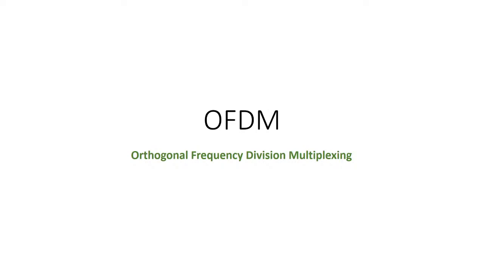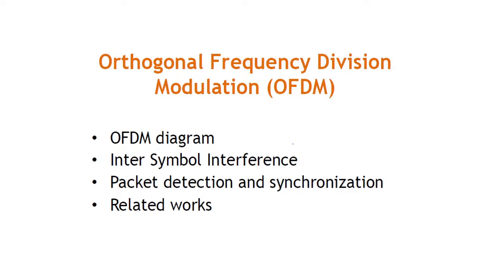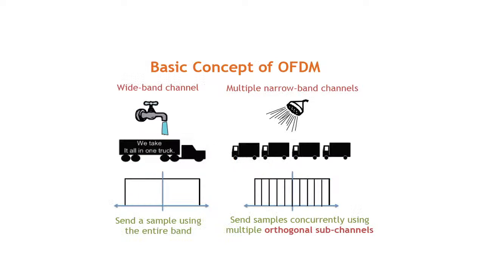So OFDM is nothing but orthogonal frequency division multiplexing. With the help of this, whatever frequency we are dividing will be moving in an orthogonal shape. Within that orthogonal arrangement only, we will be multiplying the signals and transmitting them through encoders and decoders. What are the OFDM applications? We are going to see the OFDM diagram, then intersymbol interference, packet detection, synchronization, and related works, how to apply them.